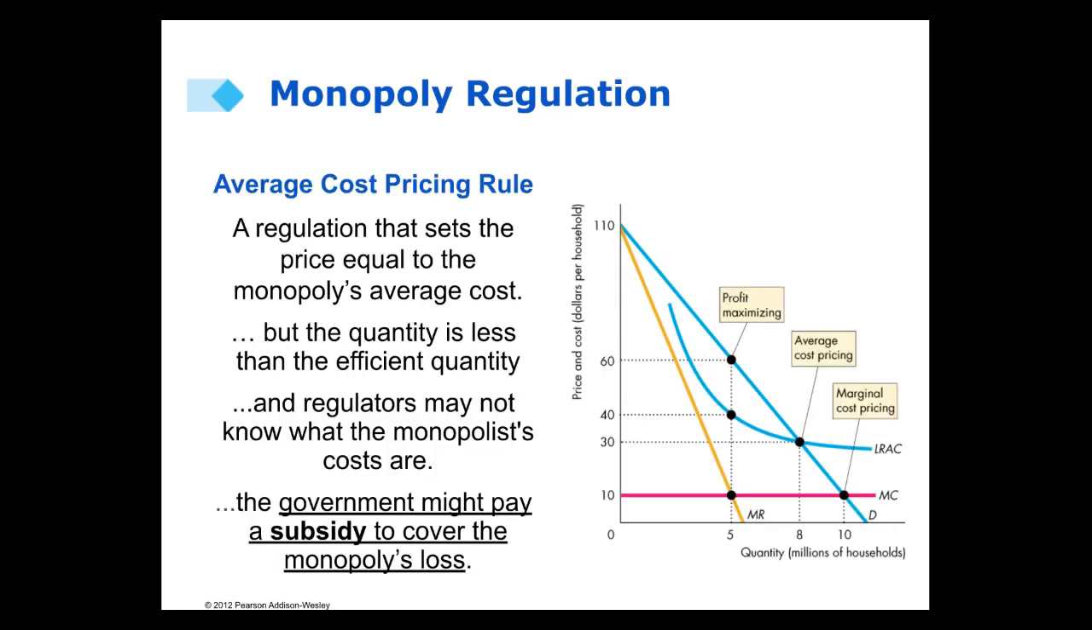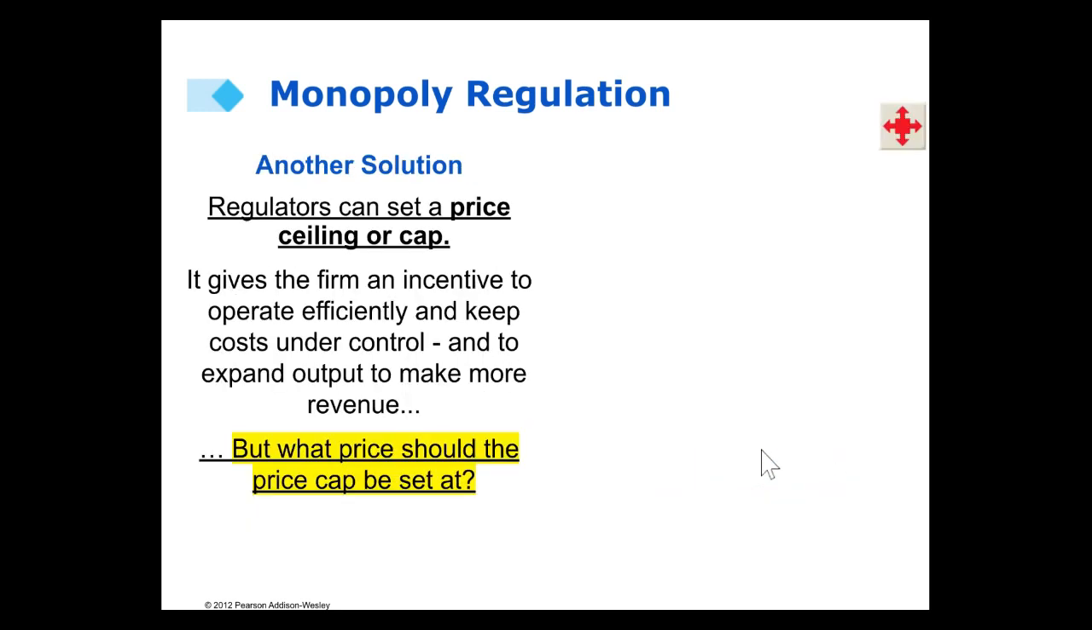You might also have an average cost pricing rule where you basically say, okay, we're going to allow you to charge a price equal to the average cost. Well, in that case, you're not producing all the quantity maybe that's needed. And so the government might have to pay a subsidy in order to get you to supply that last amount.